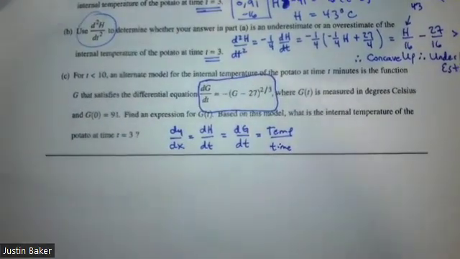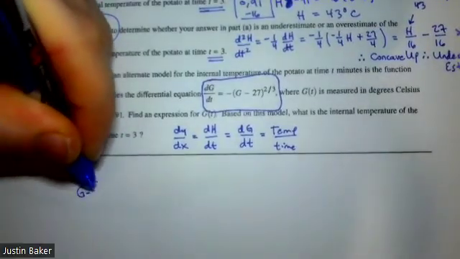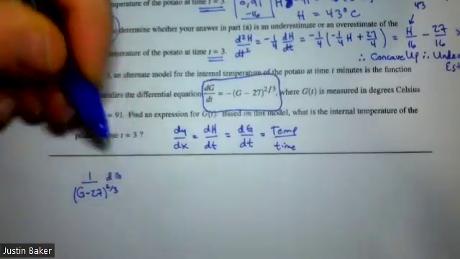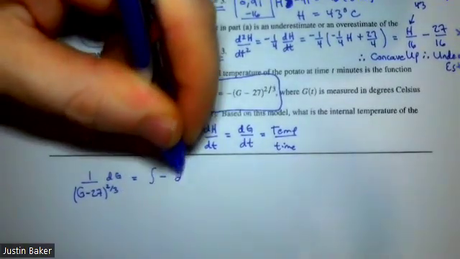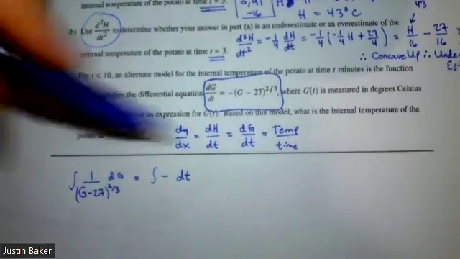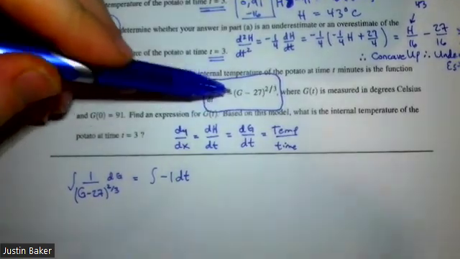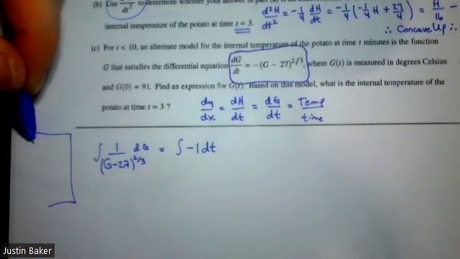To split these, we would move this one downstairs, and that would be 1 over (G minus 27) to the 2/3 dG is equal to -1 dt. That's coming from this number right out front. To integrate this, the right side is ready, but the left side needs u substitution.